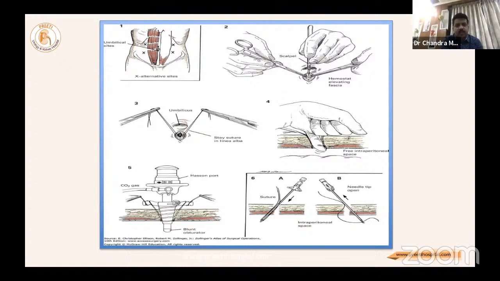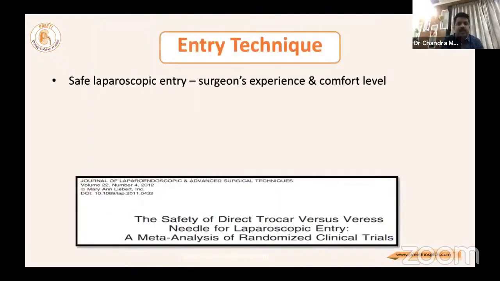Uniform distension should be ensured. Don't think that Hasson's cannula does not cause any problem. In through-and-through bowel injuries, the Hasson's cannula is kept in and closed, and they will be detected very late. This is very, very important.